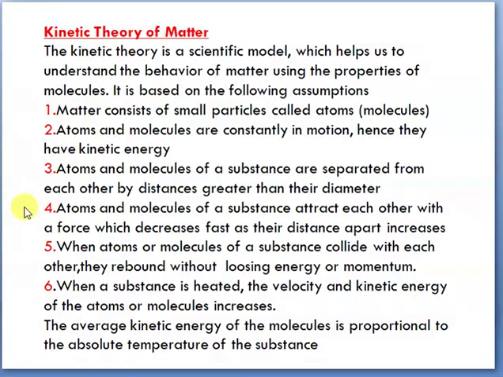Then number five of these assumptions of the kinetic theory of matter says that when atoms or molecules of a substance collide with each other, they rebound without losing energy or momentum. You find out that these atoms or molecules, because they are in constant motion, move randomly. For example, molecules of gases, as they move, collide with each other, even with the walls of their container. And as this collision occurs, they collide without losing energy.